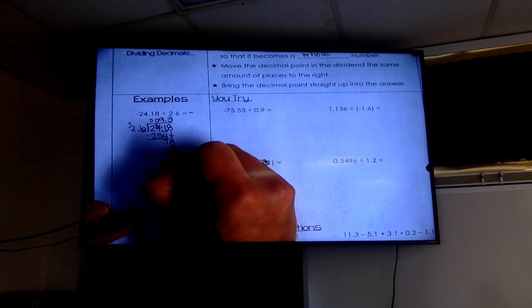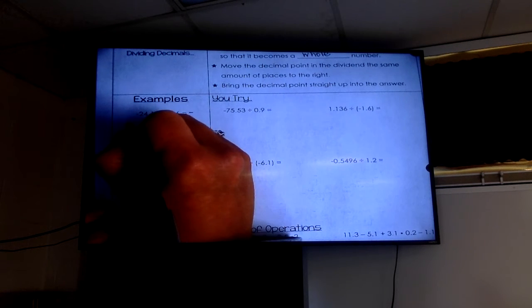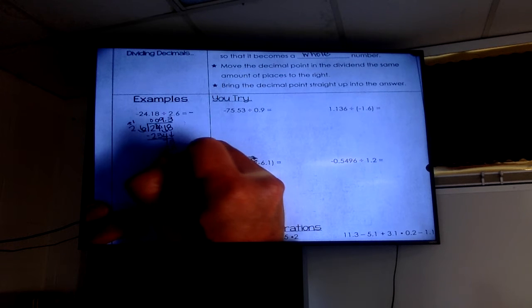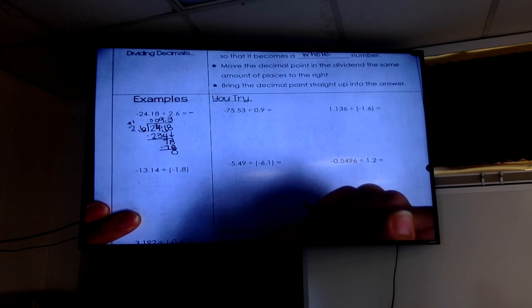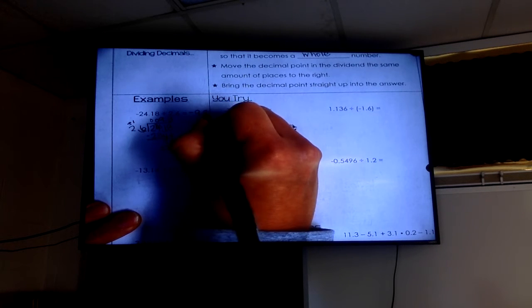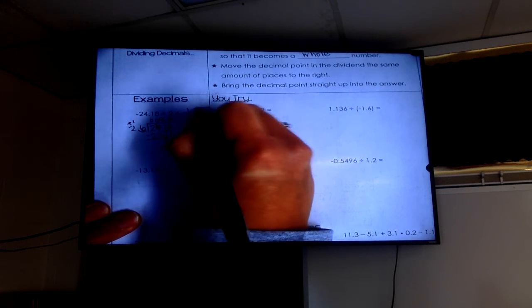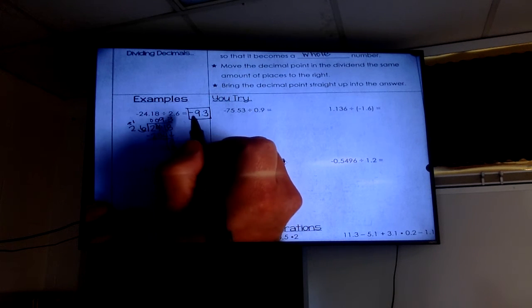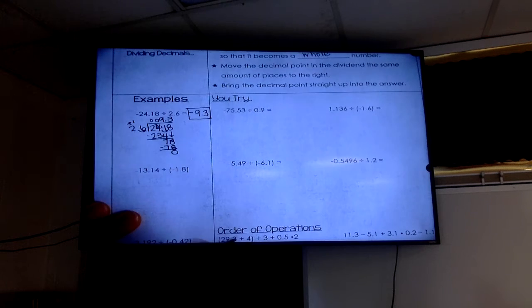3 times 6 is 18. 3 times 2 is 6 plus 1 is 7. Ooh, and no remainder. Wonderful. So I have 9.3 as my answer. 9 3/10 as my answer. So I have a negative divided by a positive is a negative. Okay.